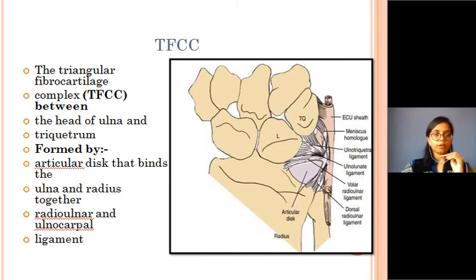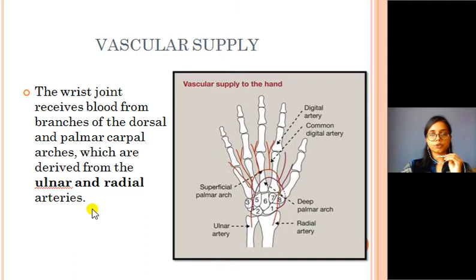Now, moving on, the vascular supply of the wrist joint is from the branches. As you can see here, from the branches of the deep palmar arch, right? The wrist joint gets its blood supply from the palmar carpal arches, which are derived from the ulnar. As you can see, the red portion, this is the ulnar artery and the radial artery and its branches forming the digital artery and common digital artery.